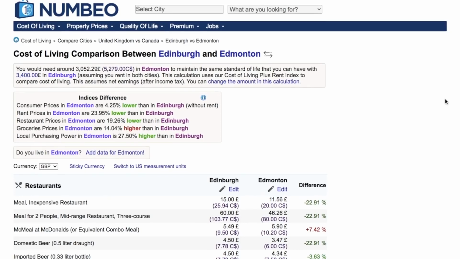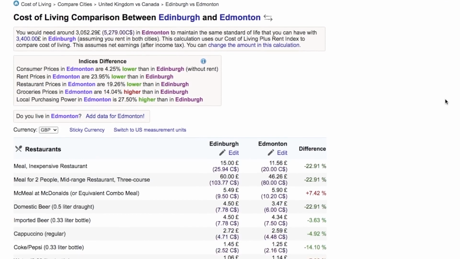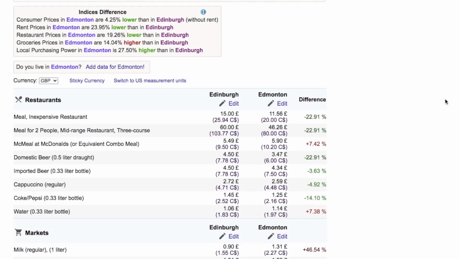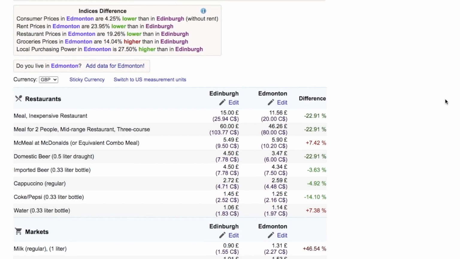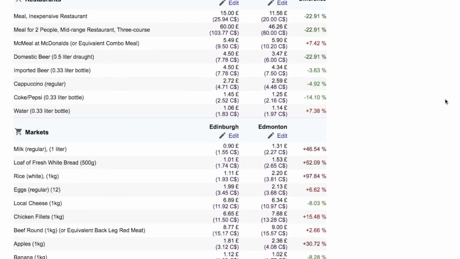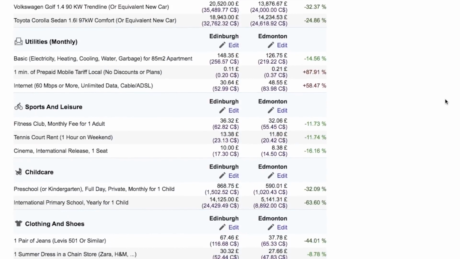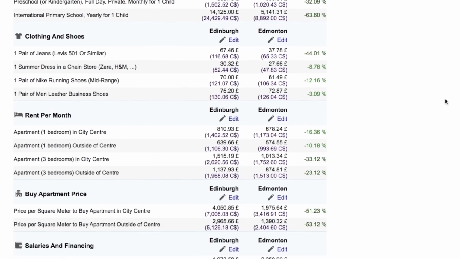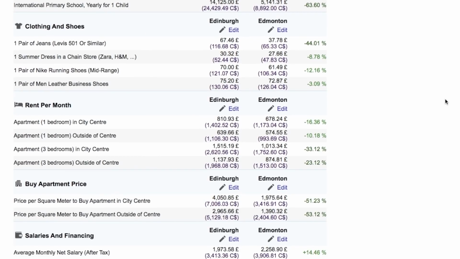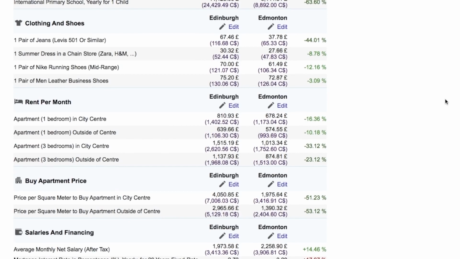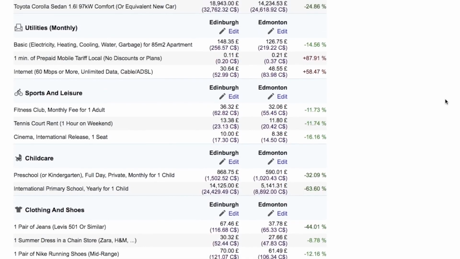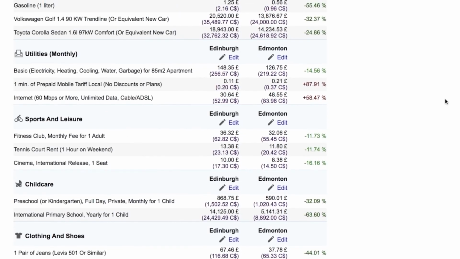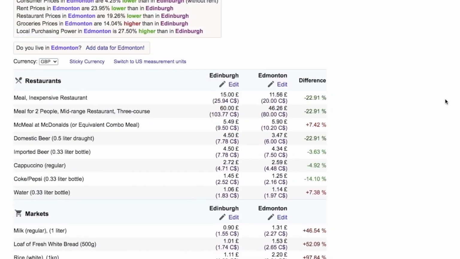You can check out some minute details over here as well, such as what it would cost you to have a meal in a restaurant in Edinburgh and in Edmonton. What about the groceries? What about transportation, utilities? What if you have to pay the rent for a one bedroom? What if you want to buy an apartment in Edinburgh or Edmonton? How much would it actually cost you? All these details can be checked on numbeo.com. It's a lovely website. But for our comparison in this video, we can say that the Canadian cities are actually cheaper than the UK cities.